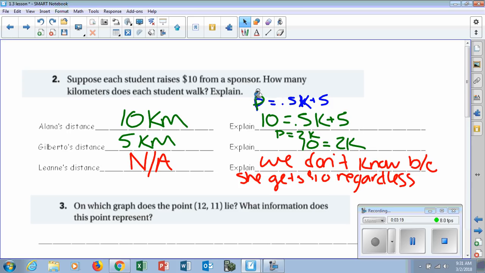So on 3b it says, on which graph does the point (12, 11) lie? What information does this point represent? So that point, 12, 11. If we go back to that second page where we created our graph, either Elena, Gilberto, or Leanne, one of their lines goes through 12, 11. That's all they're saying, which person does. So with your shoulder partners for 1 minute, look back to that graph that we created and see who goes through 12, 11. Who would?